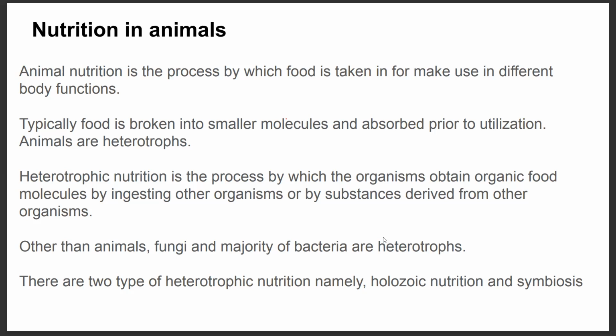So we are called heterotrophs because we can't produce our own food, and so we depend on other organisms for our food requirements. So animals are heterotrophs. Right. What is this heterotrophic nutrition? Heterotrophic nutrition is the process by which these organisms obtain organic food molecules by ingesting other organisms or by substances derived from other organisms. Right? Obtain organic food molecules.